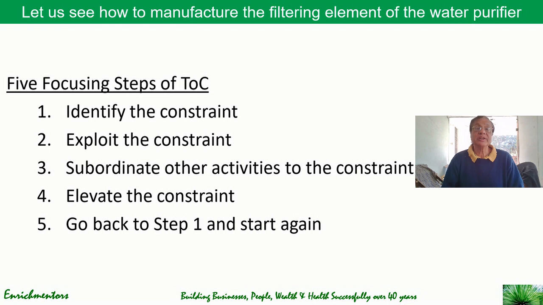Let's recap quickly and how can we apply this to the filtering element manufacturing of the water purifier. So the 5 steps were identifying the constraint first in the manufacturing process, exploiting that constraint, subordinating other activities to the constraint, elevating the constraint, and then going back to step 1 and starting again. So we will look at each of these steps as we go forward, right? Okay. So let's look at the first step of identifying the constraint.